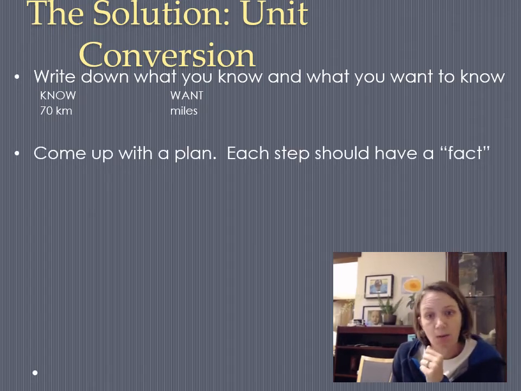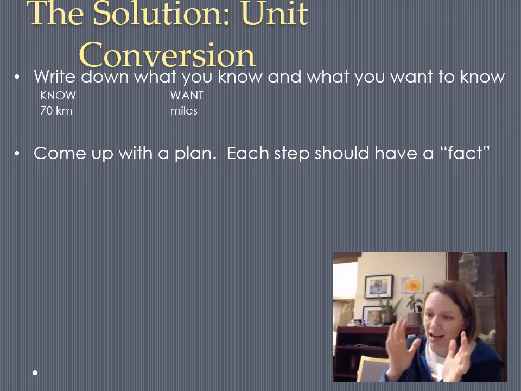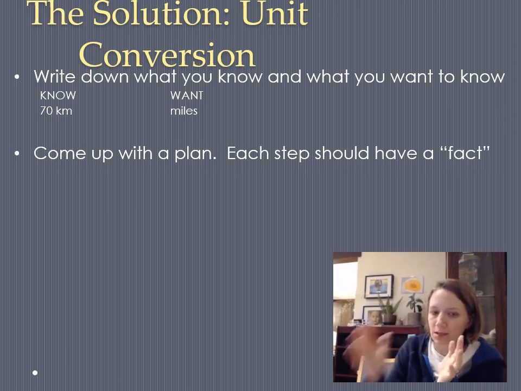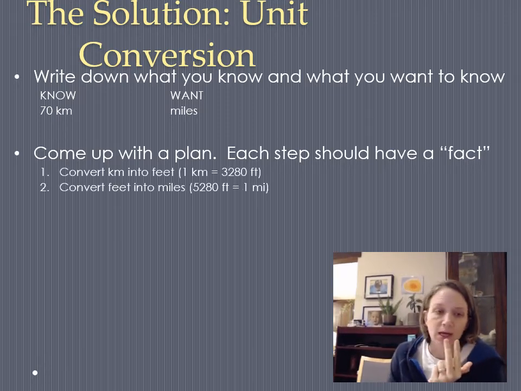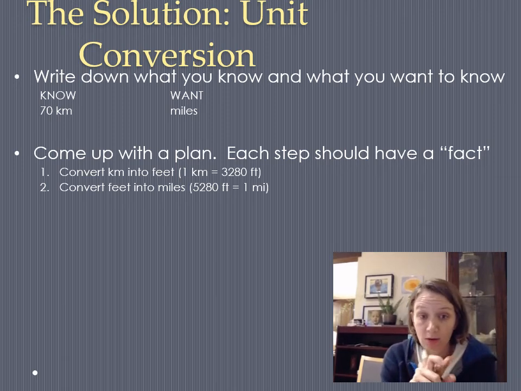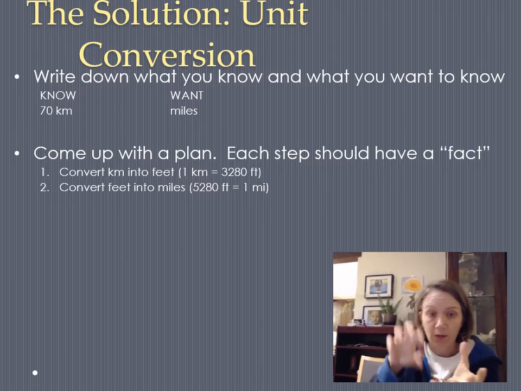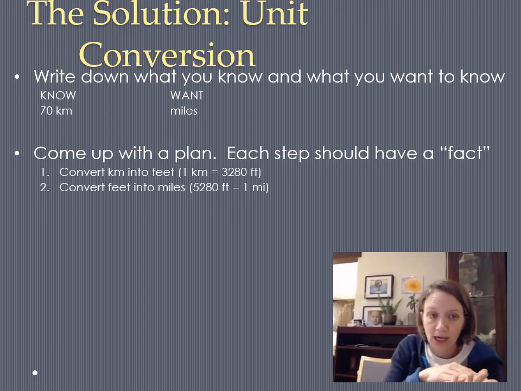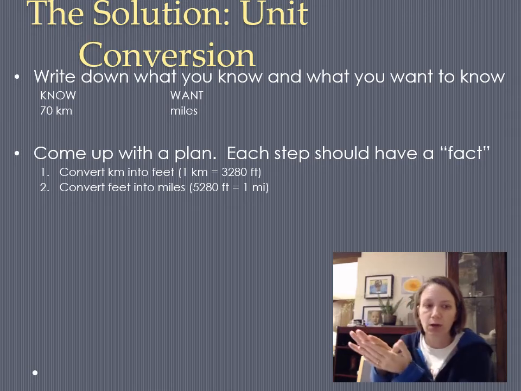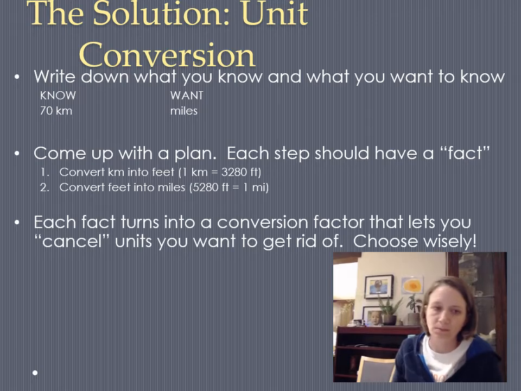The second step is to come up with some kind of plan. Now, for each step in your plan, you need to know a fact that connects the units between one step and the next. So in this case, I would have 2 steps to my plan. I knew this fact about kilometers and feet. So my first step is going to be converting kilometers into feet. And my second step is, once I know feet, I'm going to convert feet into miles because I have another fact that lets me go from feet into miles. So I have this plan, this path to get from kilometers all the way to miles. In this case, I have to stop at feet along the way. So I have a 2-step plan.